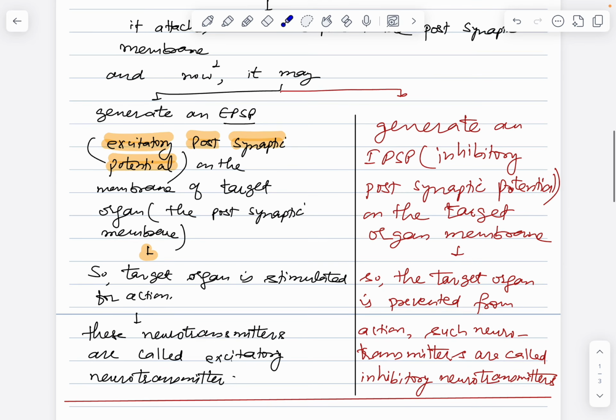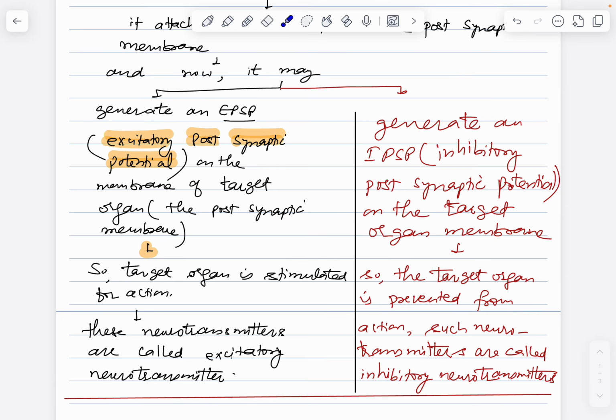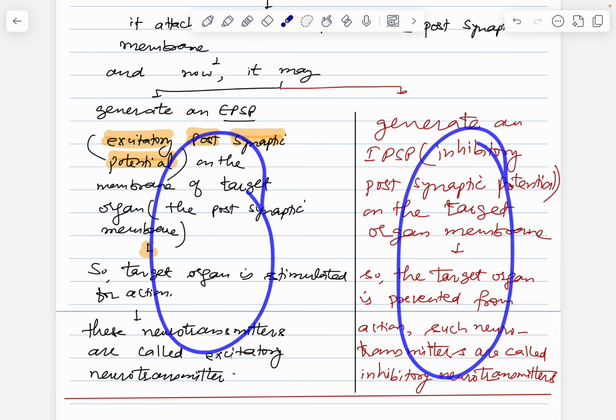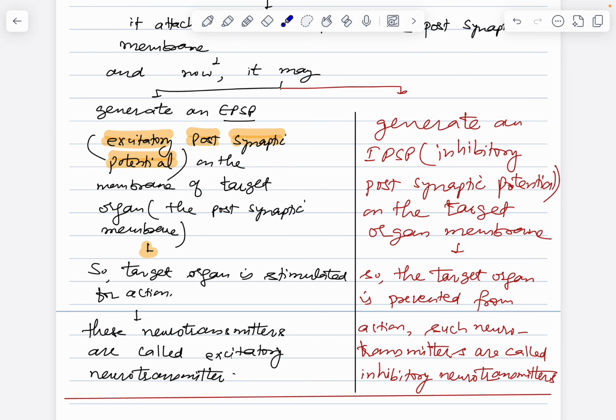So that's another way of understanding the inhibitory neurotransmitters and excitatory neurotransmitters. But once again, as I just told you a while ago, let's say we take an example of an excitatory, or stimulating, neurotransmitter, the one that would be exciting the postsynaptic membrane of the target organ, like a neurotransmitter that will be attaching to the sarcolemma of a muscle fiber and will trigger the contraction. So the neurotransmitter in this case will be called excitatory neurotransmitter.